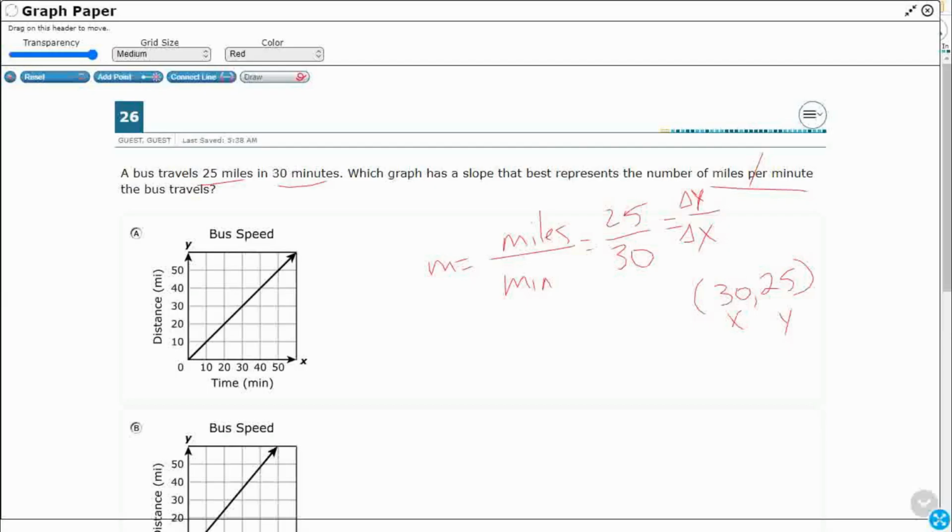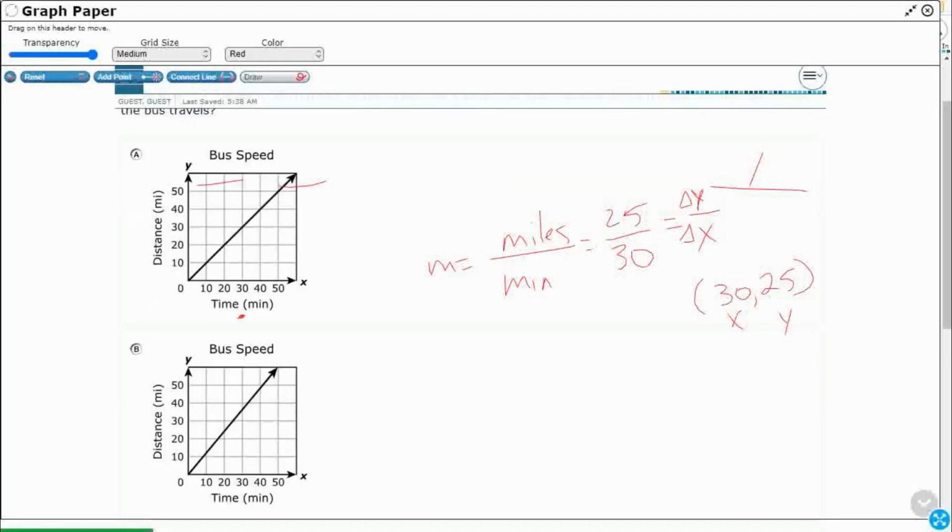So my x of 30, my y of 25 is going to be right around there, and you see that A is a little bit too high, right? Because that 25 over 30 reduces to 5/6, and A looks like it's more proportional. It's just a slope of 1. So we're close on A, but let's just scroll this down.